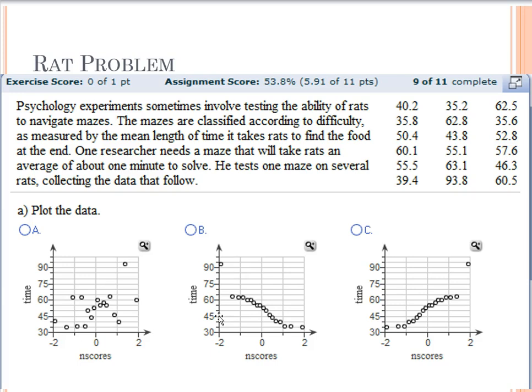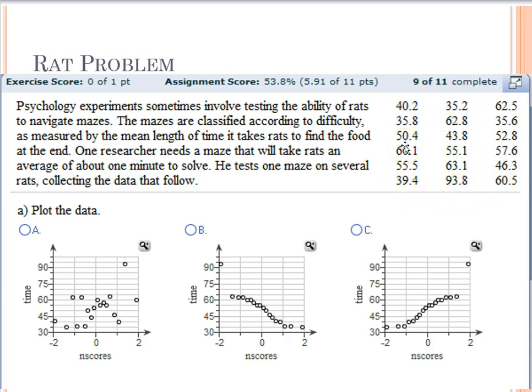So here a psychologist is using statistics to make sure that the length of a maze is appropriate for their study. Mazes are classified according to difficulty, and they're measured by the average length of time it takes rats to find the food at the end. This researcher needs the maze to take an average of 1 minute to solve, so he runs a bunch of tests with several different rats, and these are the times they completed it in.